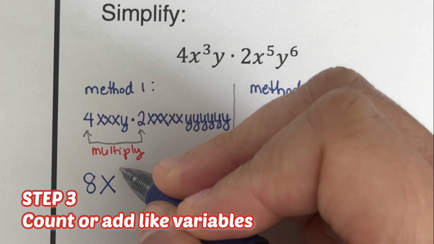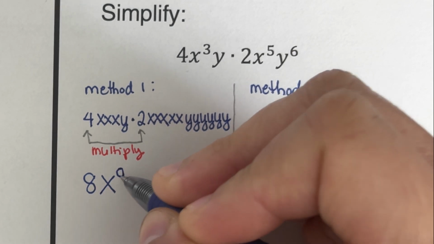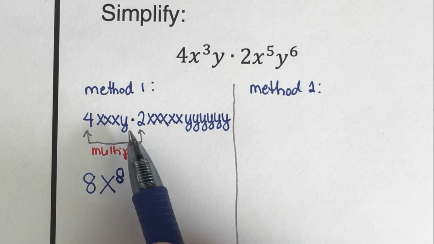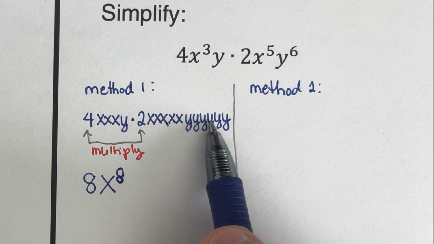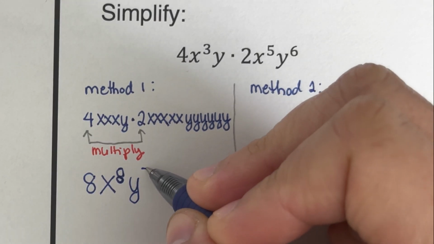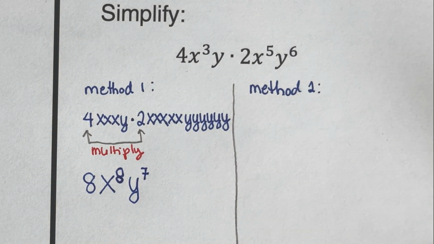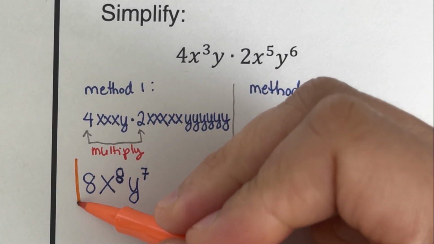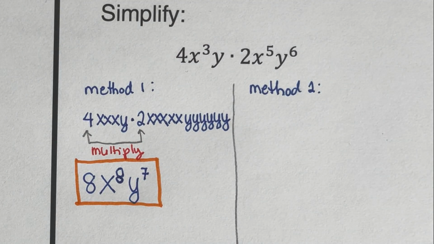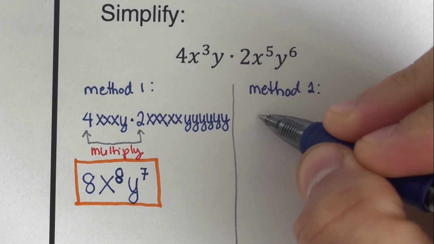So I will write that as x to the 8th. And then we have to count the y's as well. So that's 1, 2, 3, 4, 5, 6, 7. There are 7 y's. So I'm just going to write y to the 7th power. And this is the simplified version of this expression using the first method. Now let's have the second method. I'm just going to write it out here.